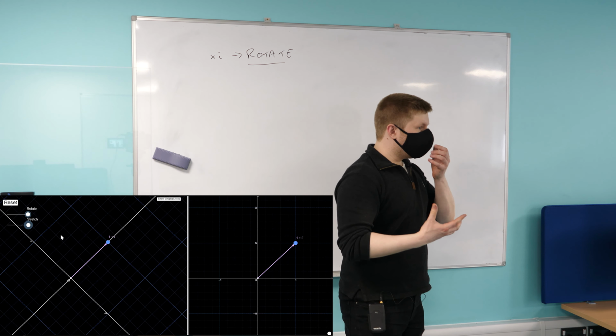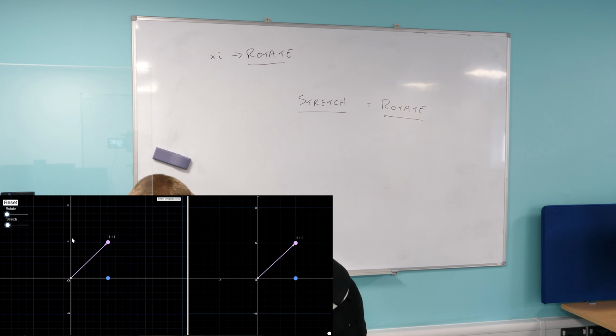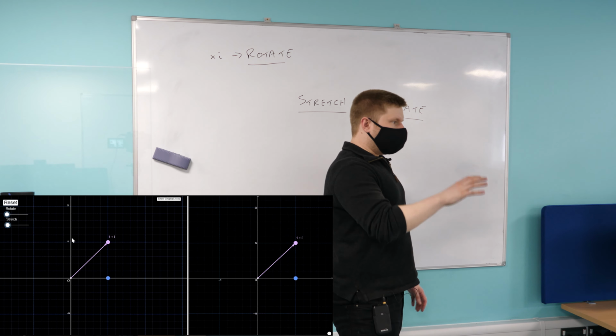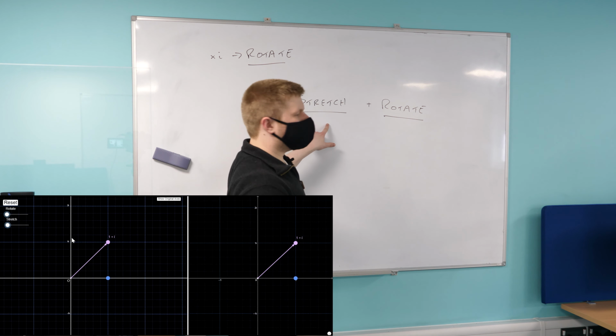Now, let me show you this again. Let me reset it back to where it was. My question is, how much do I stretch by and how much do I rotate by? Have a look. You stretch with the real number and rotate with the complex one. So you're thinking about 1 plus i, and how much do I stretch by and how much do I rotate by? You're very close. I want an actual number though, a number for what I stretch by and a number for what I rotate by.